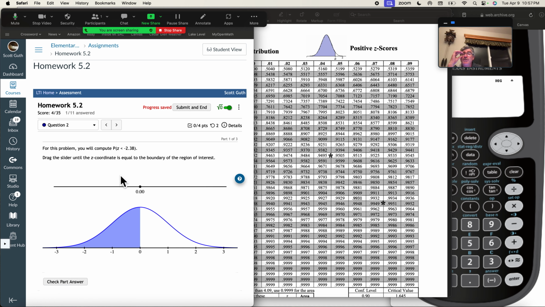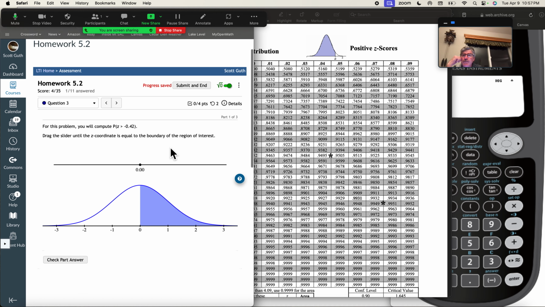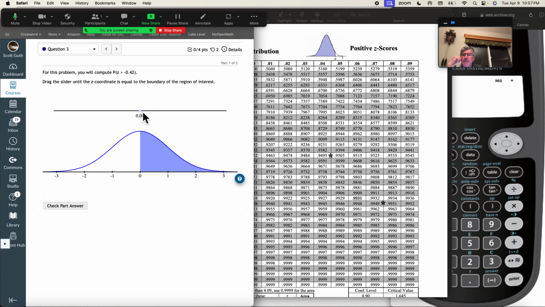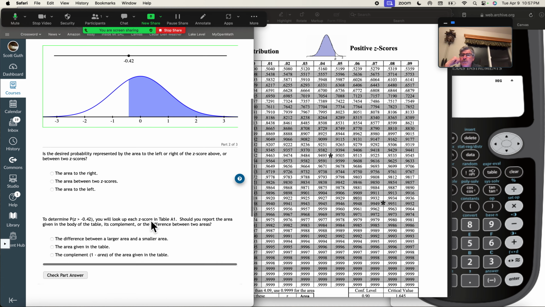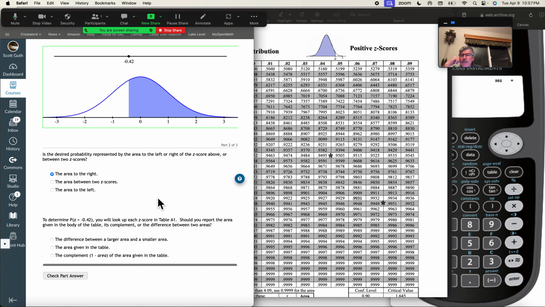Okay, here's question 2. I think I'll skip that one. Question 3 says z bigger than negative 0.42. So let me go down to negative 0.4, right there. Okay, and we're doing greater than, that's the area to the right. So go ahead and check this, and then we'll do the area to the right.